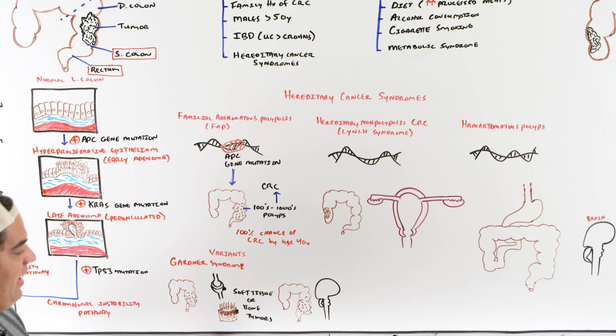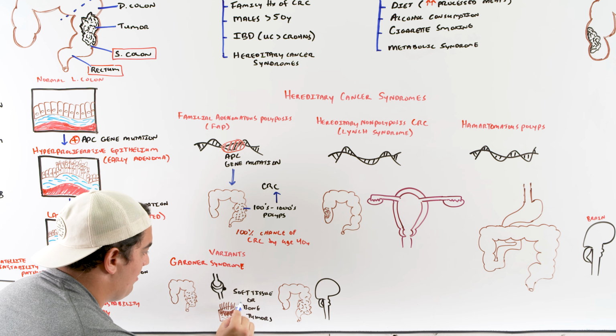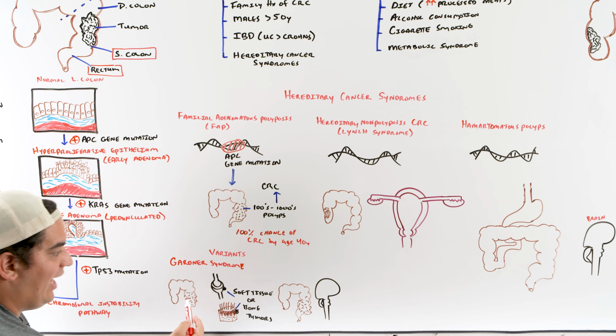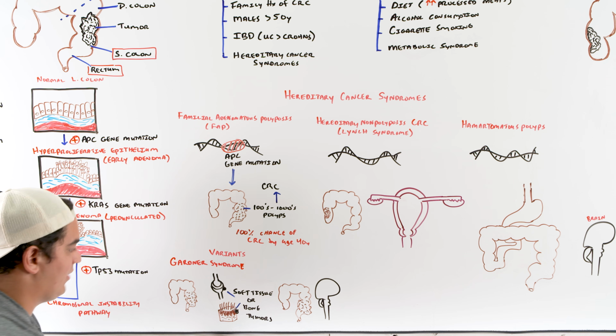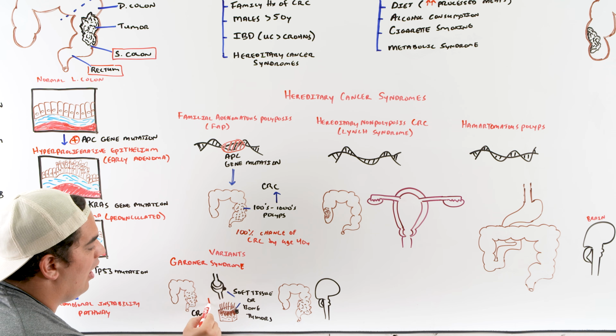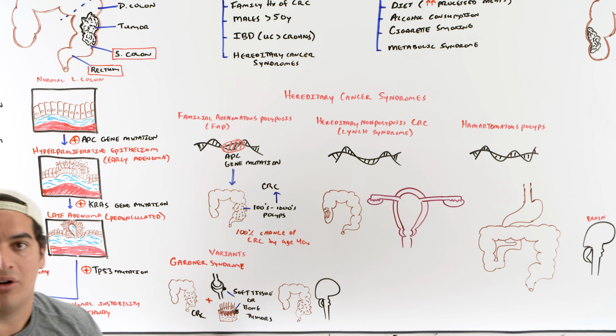The other way that it can manifest is, again, this combination. It's usually extraintestinal. So it can also present with polyps that carry the risk of what? Colorectal cancer. So they can also have colorectal cancer. So it's usually a combination of these two that presents as Gardner syndrome.